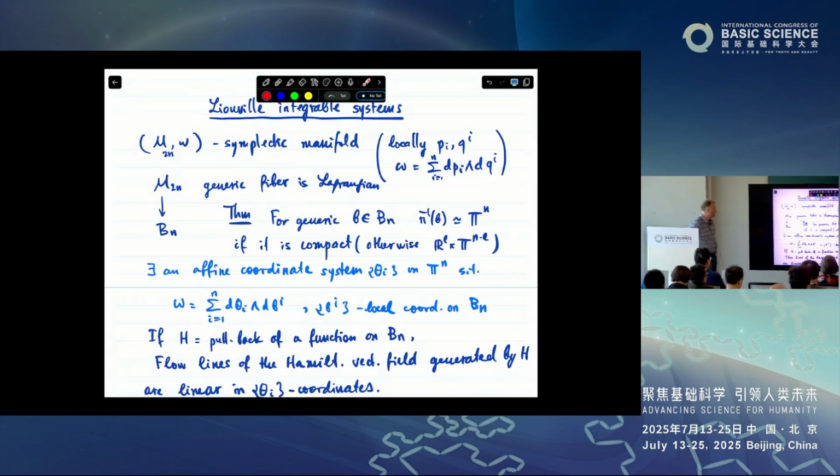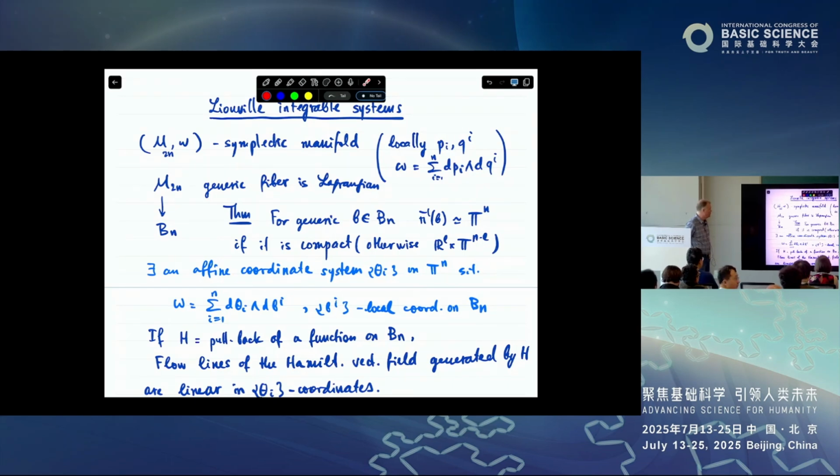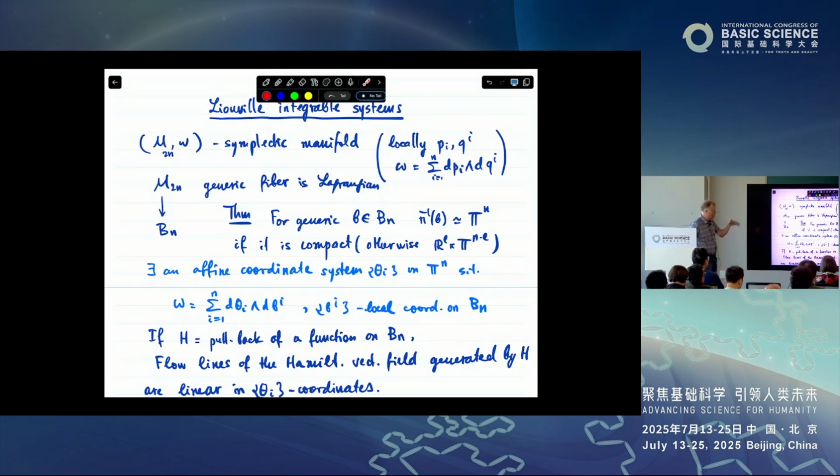So, what is a Liouville integrable system? We have a symplectic manifold, let's say 2n-dimensional, that is locally in p, q coordinates, Darboux coordinates. The symplectic form is dp dq, so it's a manifold with a closed non-degenerate symplectic form. And an integrable system is a Lagrangian fibration over some n-dimensional manifold. And again, looking forward, I should say not necessarily a manifold, but a stratified space more generally. Lagrangian fibration means that the generic fiber is Lagrangian.